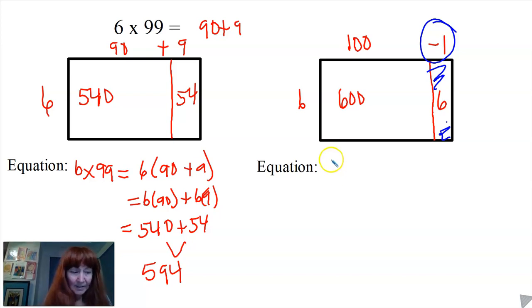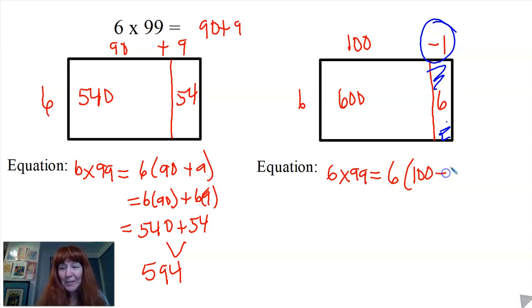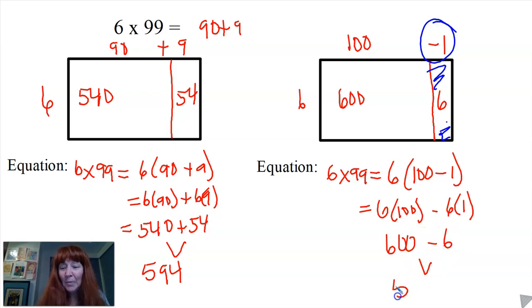So for my equation this time, I have 6 times 99 equals, it has to match my area model, 6 times 100 minus 1, which is 6 times 100 minus 6 times 1, which is 600 minus 6. Oh, I kind of like this one better. Even though it was weird subtracting, I think it was easier for mental math. So there's not one right way to do these problems.